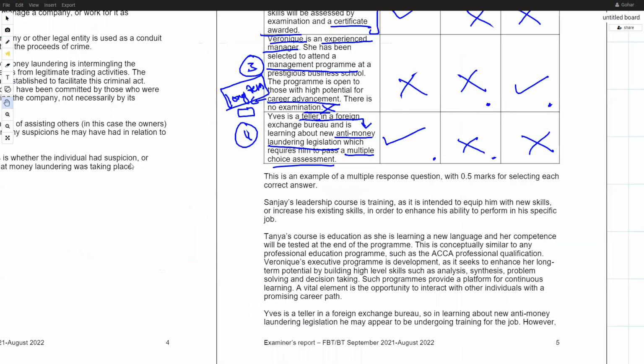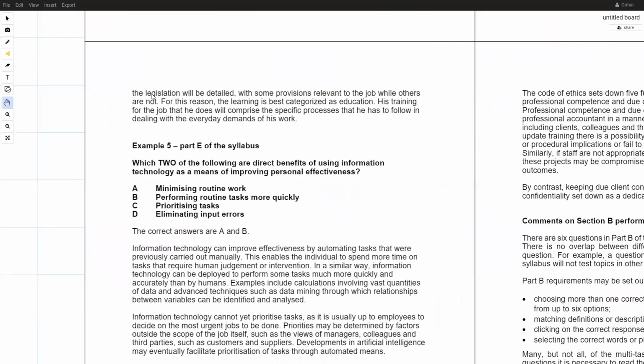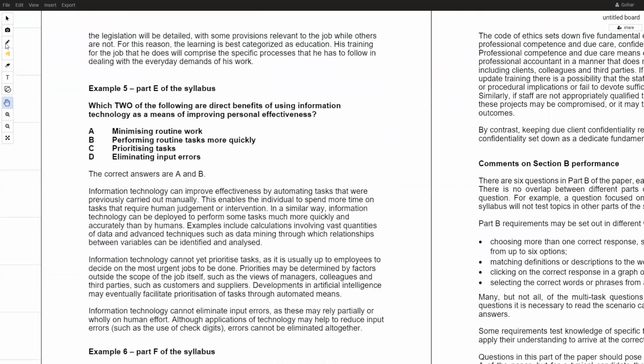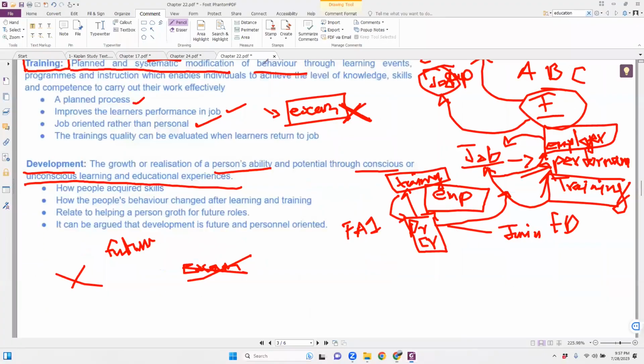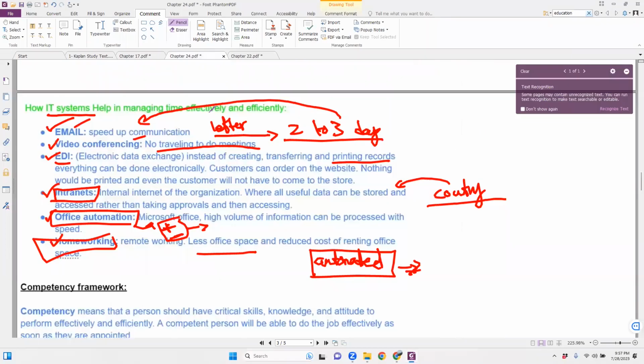If you go down towards the next part, a very easy part, it is part E. Which two of the following are direct benefits of using information technology as a means of improving personal effectiveness? This is linked with chapter number 24 of Kaplan. Let's go back towards the notes in chapter number 24, and here is the correct answer.